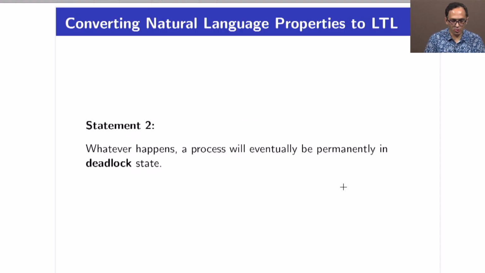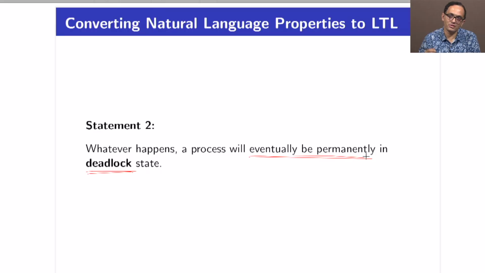The next statement: whatever happens, a process will eventually be permanently in deadlock state. Again, you have to identify the proposition first, which is deadlock. And then I am saying eventually permanently. What does it mean? Eventually means in future, and this deadlock will become a global event. Permanently means it becomes a global event, so it will become permanently deadlock. So it is basically globally deadlock, but it happens in some future.